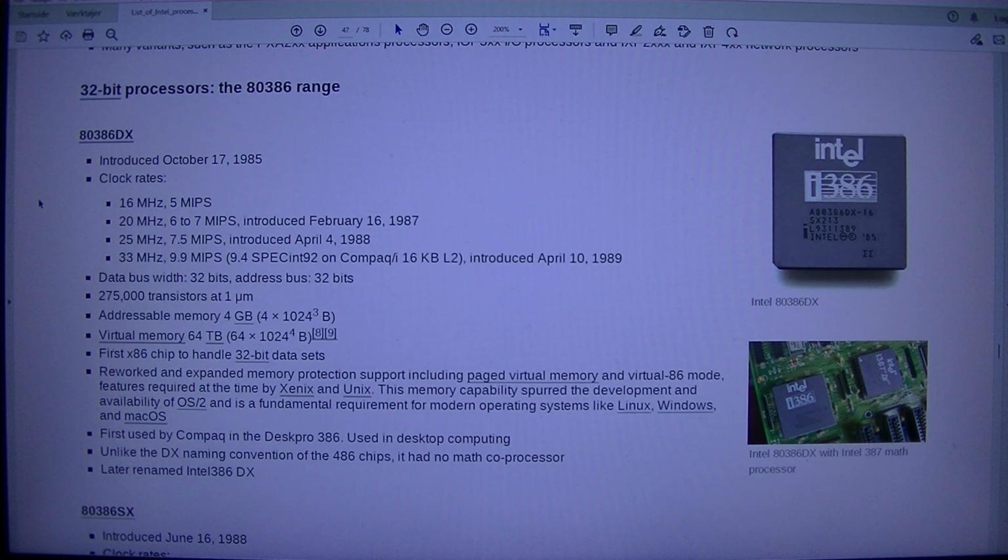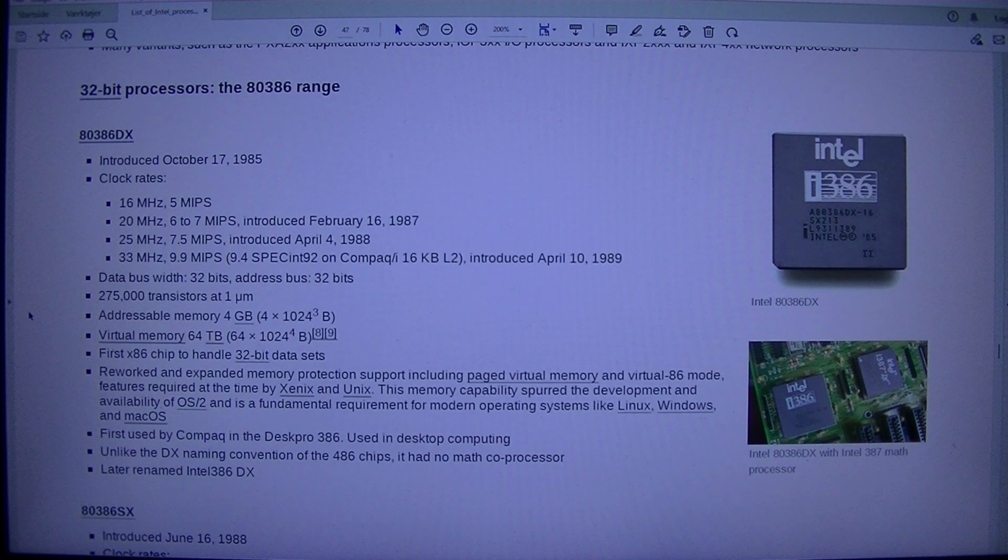Introduced the 16th of February, 1987. 25 MHz, 7.5 MIPS, introduced the 4th of April, 1988. 33 MHz, 9.9 MIPS, 9.4 SPECint92 on Compaq with 16 kilobytes L2, introduced the 10th of April, 1989. Data bus width, 32 bits, address bus, 32 bits. 275,000 transistors at 1 micrometer.